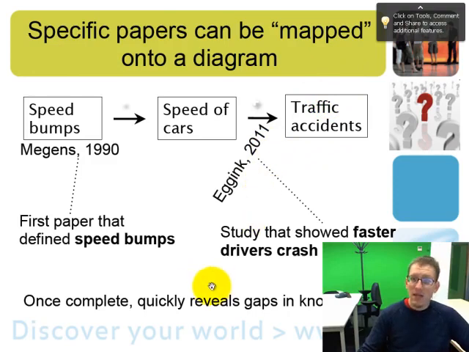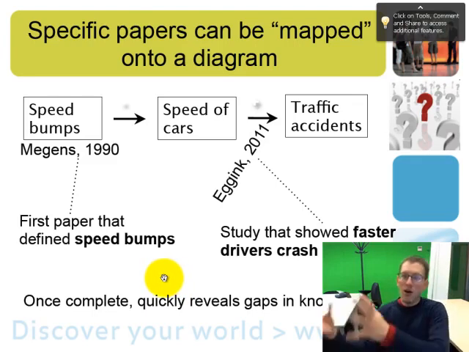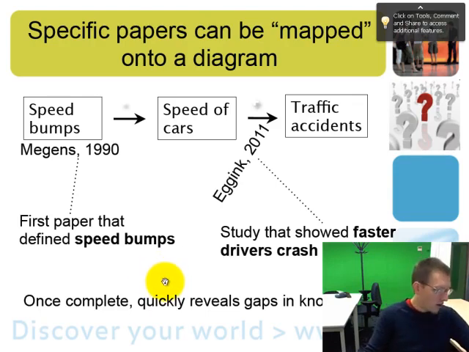Then from this, again, you want to fulfill these two important purposes. The synthesis, so what do we know at this point about the effects of speed bumps on speed, on traffic accidents, and the criticism. What's missing from the current knowledge?